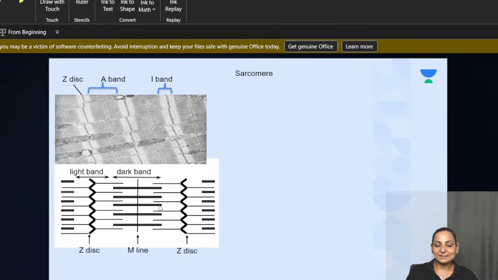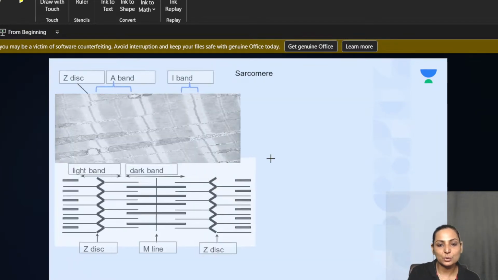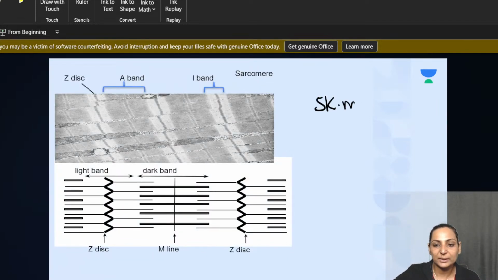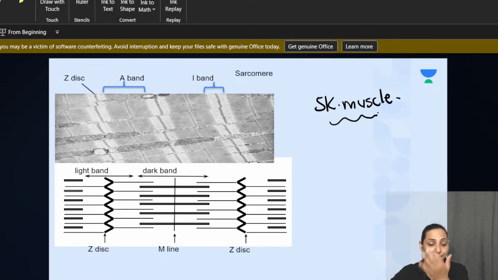So let's get connected with those topics which are very favorably and repeatedly asked in the NEET PG. I've analyzed the last 3 to 4 years of questions and I've come to these topics. Now the first picture which I'm showing you is the electron microscopic structure of the skeletal muscle, and you can see that it shows cross striations.